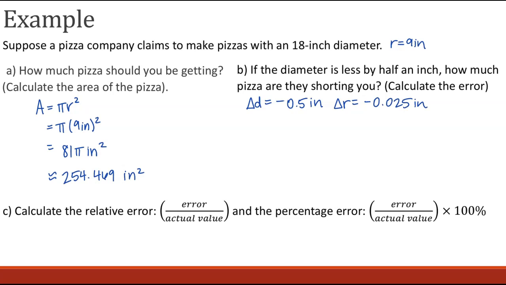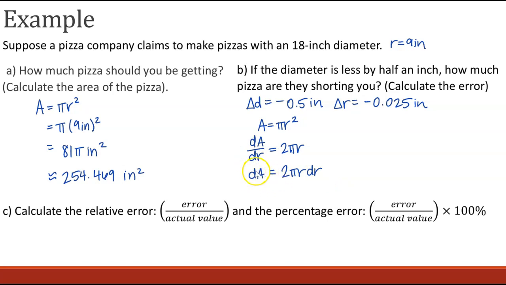So let's go ahead and now find the differential dA. So the error is the approximation for the change in A. So if A is equal to pi r squared, then dA/dr, the derivative of the area function with respect to r, is 2 pi r. And we just want dA, so that's going to be 2 pi r times dr. So I'm going to multiply that dr to the other side.